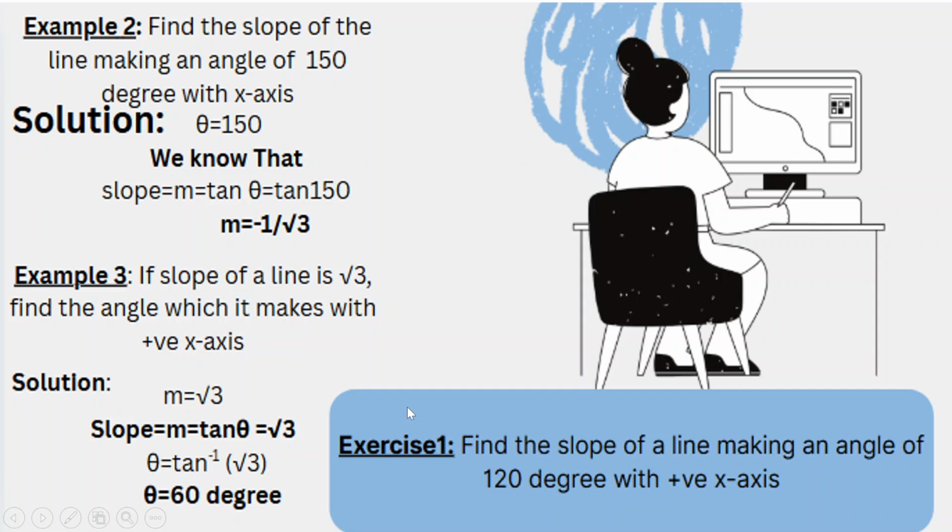Now I have given an example to all of you students. Kindly solve it and answer it in the comments. We are asked to find the slope of the line which is making an angle of 120 degrees with the positive x-axis. In this case theta is 120 degrees. We use this formula and we can easily calculate the slope.